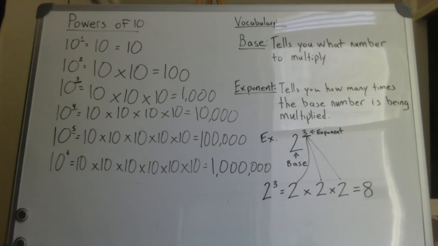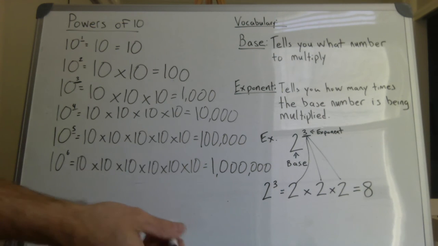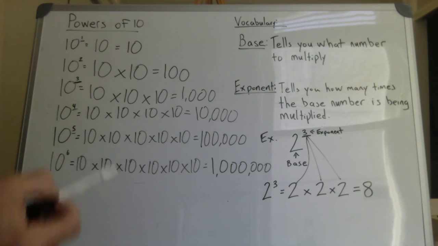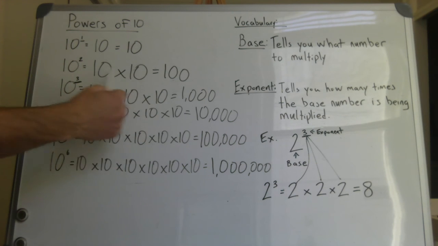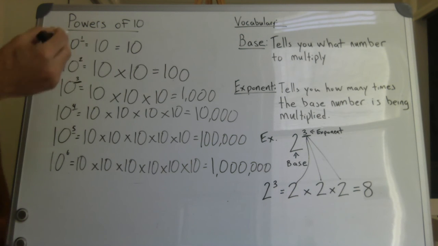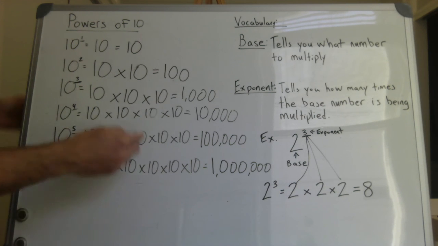Now, let's look at the trick. So, now that you know what it means and what they're equal to, there's a quick trick for you to get it done quicker without having to write out your multiplication. So, if you look at the number of zeros, it's the same as the exponent.